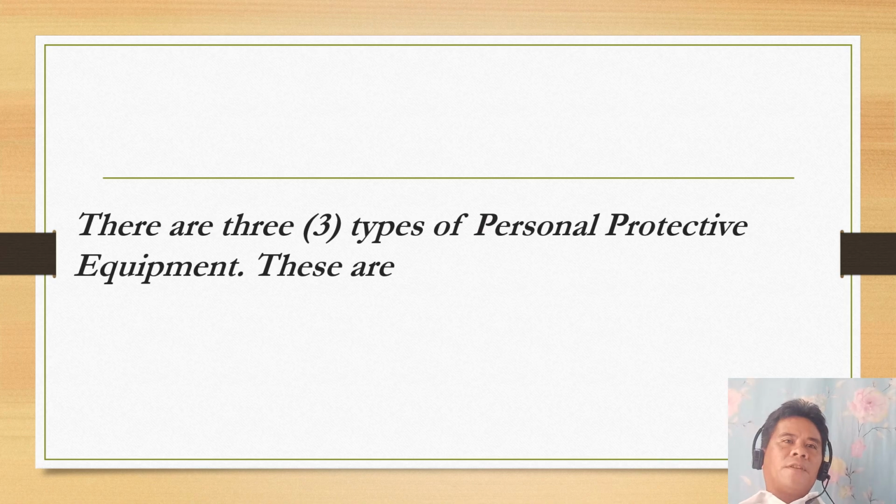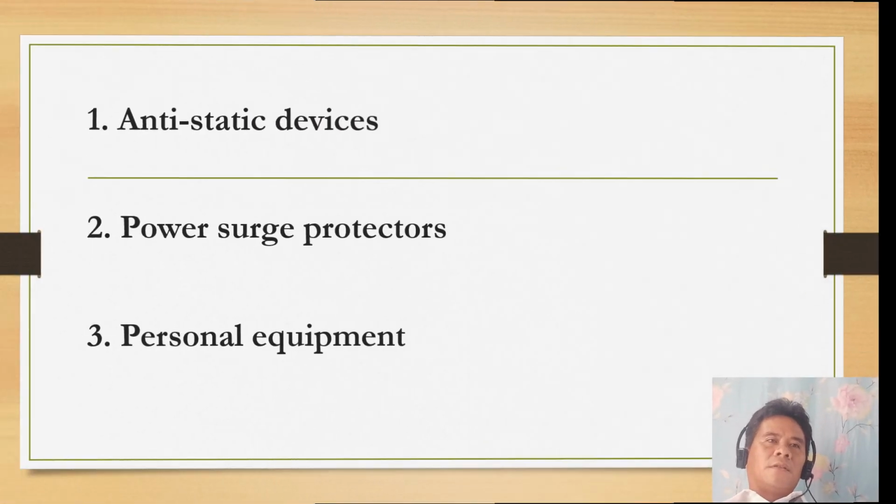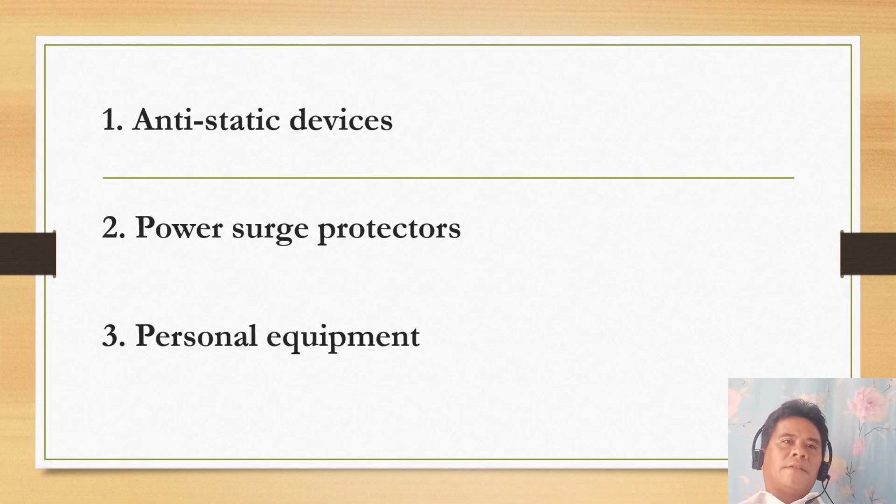There are 3 types of personal protective equipment. These are: number 1, the anti-static devices. Number 2, the power source protectors. Number 3, the personal equipment.